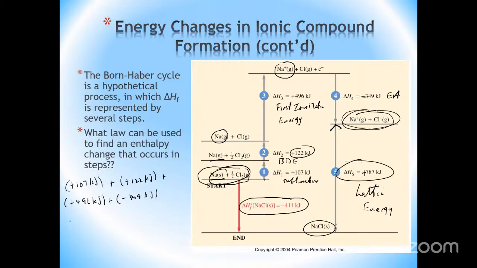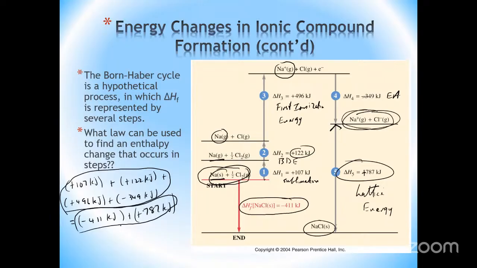All right. And that total will be equal to minus 411 kilojoules plus 787 kilojoules. Right? So basically, if you add up all of this right here, that will be equal to all of this down here. All right. And as I said before, most questions will be asking you to determine this, which will be the lattice energy. So that's basically what the Born-Haber cycle is all about.